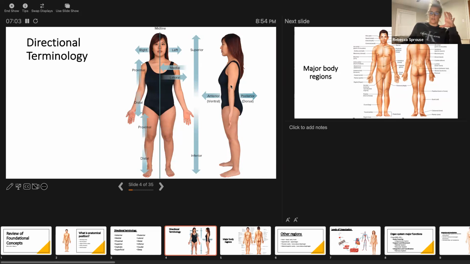And that's if we did another imaginary line right down the middle, splitting her into a front half and a back half. So if you want to reference something like that, you might say that the shoulder blade or the scapula is posterior to the sternum or the breastbone, right? So it's towards the back compared to the breastbone or the sternum. You need more examples of these, they are in your book.